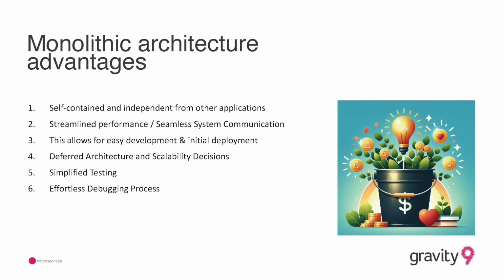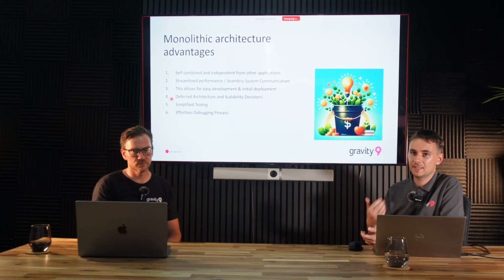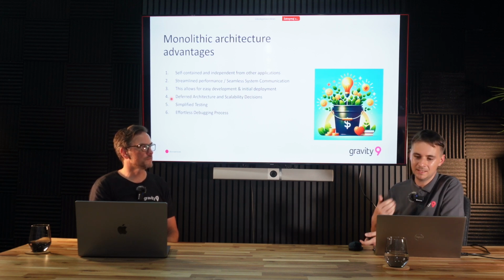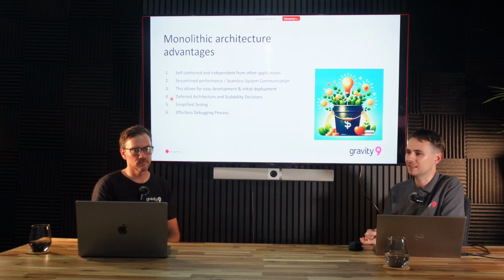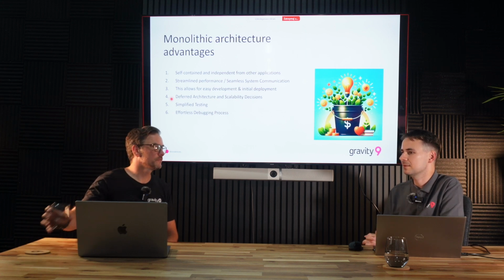So point number 4: with a monolith, you don't have to make complex architectural decisions up front. The simple setup of the monolith allows for quick starts. It is ideal for new products. We often have clients that have some vision, right? But in the end, what they want is a quick upgrade. I think this is also the mission of Gravity 9, right? To provide some solution to our clients.